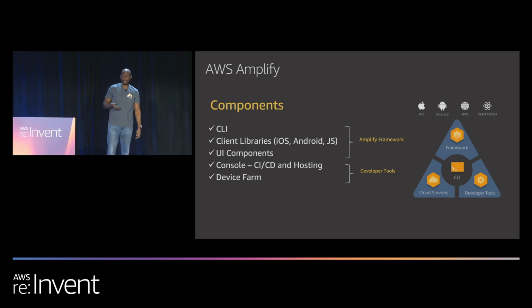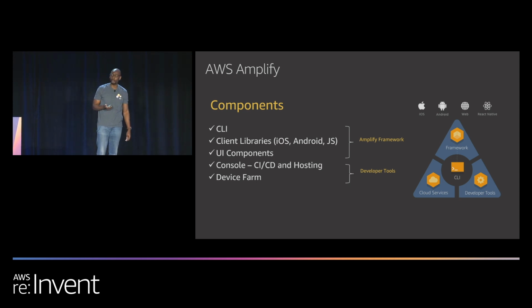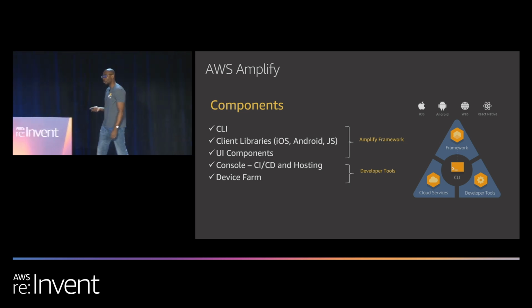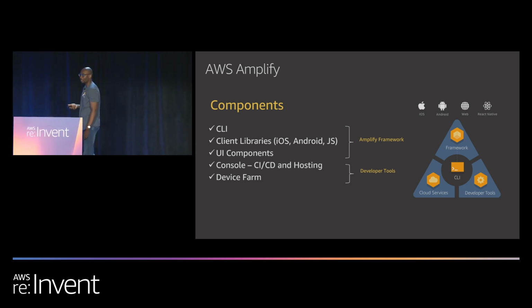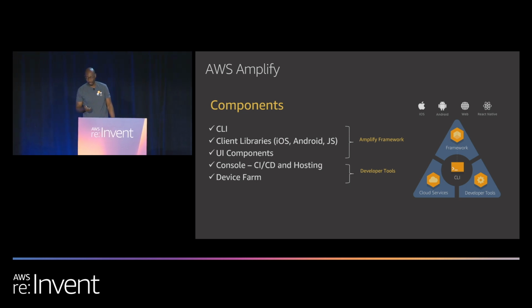And then to develop, we also have things like the console for CI/CD and hosting. So if you want to deploy a mobile web application and take it to production, we have the Amplify console that can help you do that really easily. And if you want to test your native applications or your PWAs, we have Device Farm that allows you to test your application on real devices running in the cloud. So we're not talking about emulators here, we're talking about actual devices that are racked up that you can use in the cloud. You pay on demand as you go for that service.